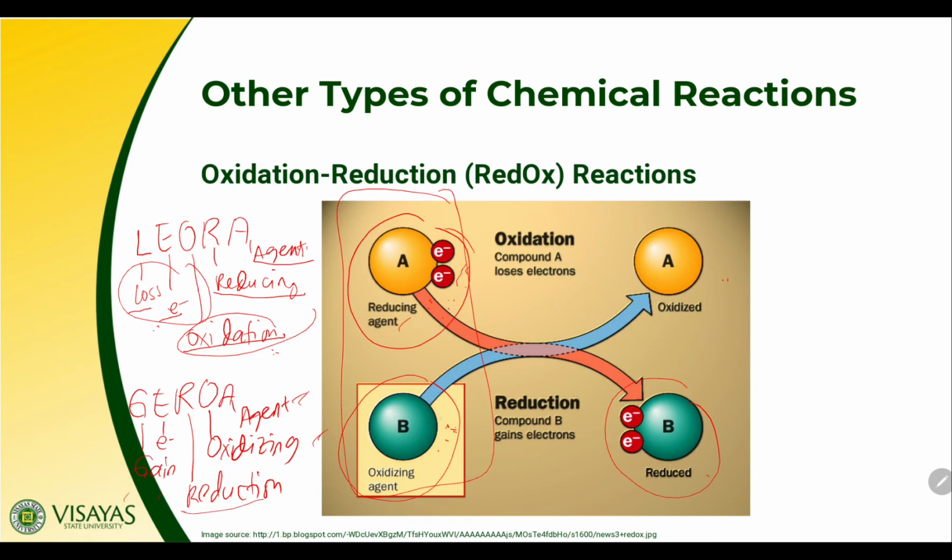Again, the oxidizing agent gained the electron from the reducing agent. So it gains electrons, and in the process it is being reduced. That is why A here is called the reducing agent, by the way, because it has caused the reduction of B. The oxidizing agent, on the other hand, is called the oxidizing agent because as it gained the electron, it has caused the oxidation of A in this example.